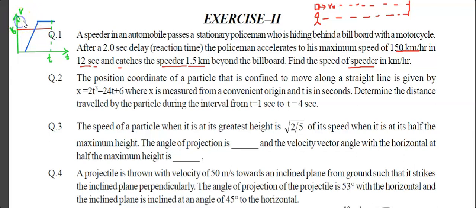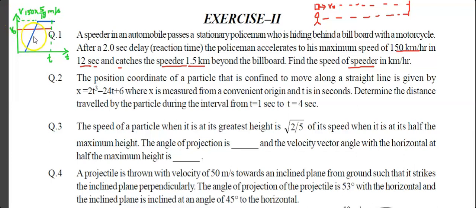However, the maximum velocity achieved by this bike or this policeman has been given as 150 km per hour. So you can convert this 150 km per hour into meter per second. For that, you need to multiply it by 5 by 18, so this will become meter per second. Why am I writing in meter per second? Because everything has to be written in terms of SI units. Later on you can convert it. So that will be the maximum velocity which is given to you.